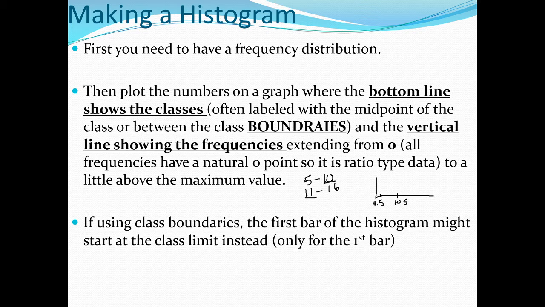Because if I just put a 10 here, then I don't know whether that 10 belongs to this bar or to this bar. So I'm going to use the class boundaries. That way we know the boundaries are there simply as a buffer, and we know that to the left of the boundary is where the 10 goes, and to the right of the boundary is where the 11 goes. So that's why you do not want to use the exact limits of the class. You want to use the class boundaries to help you out there. That will give you a nice spacing for your bars.